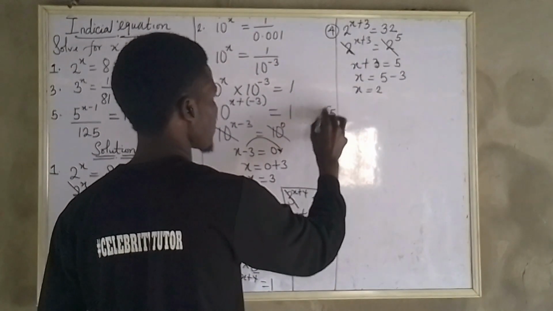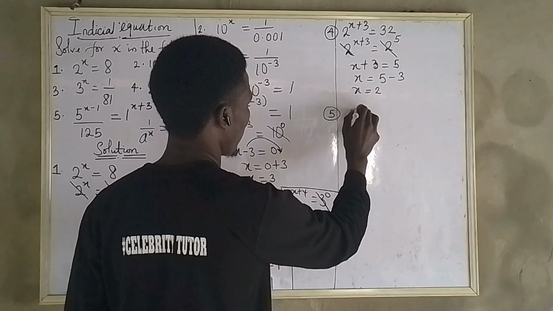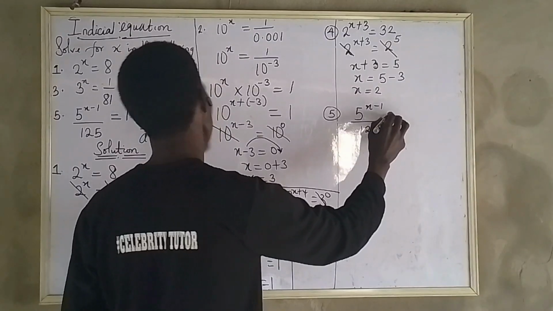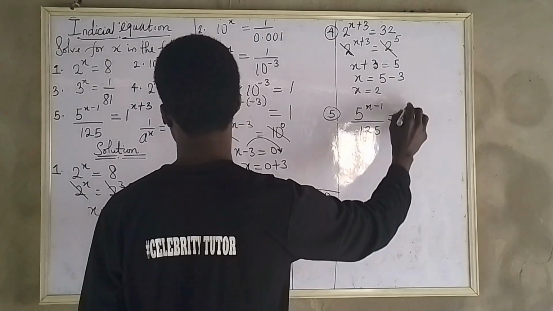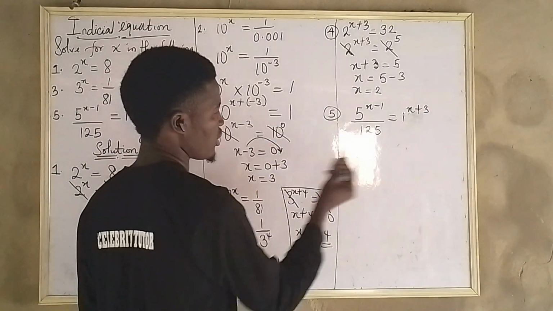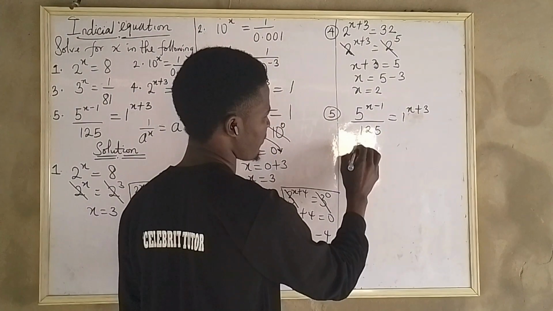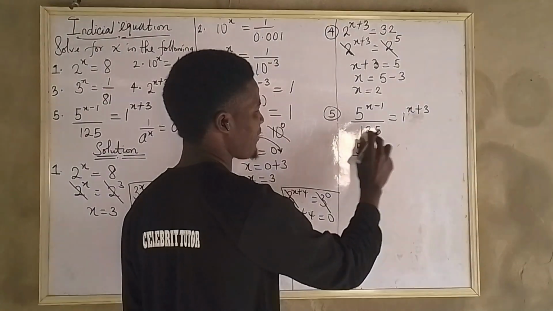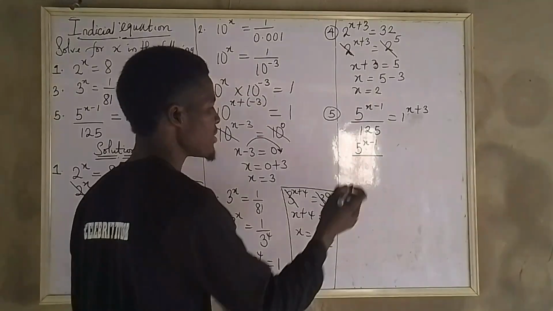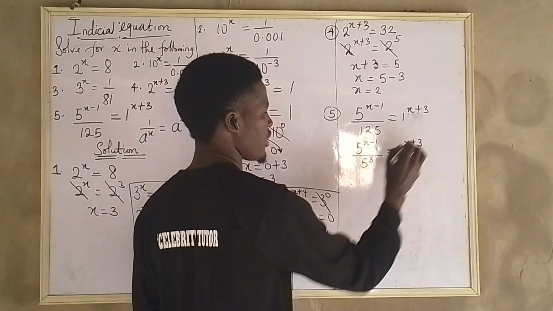So we have the fifth question, which is the last question for today. We have 5 raised to power x minus 1 over 125 equals 1 raised to power x plus 3. Now, very simple. Before cross multiplying, you can just say that this is 5 raised to power x minus 1 over 5 raised to power what will give you 125. 5 times 5 is 25, 25 times 5 is 125. That means this is 5 raised to power 3 equal to 1 raised to power x plus 3. Are you seeing that now?